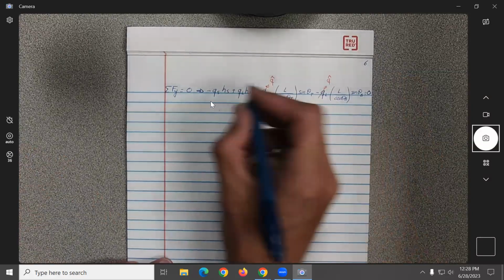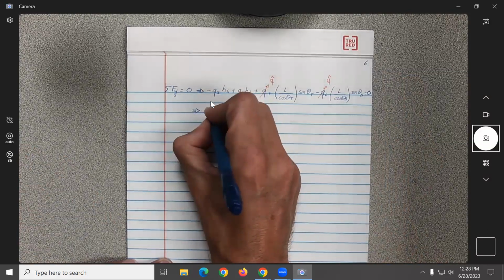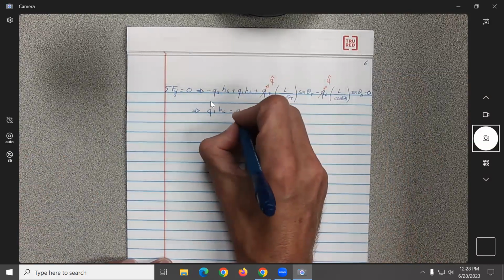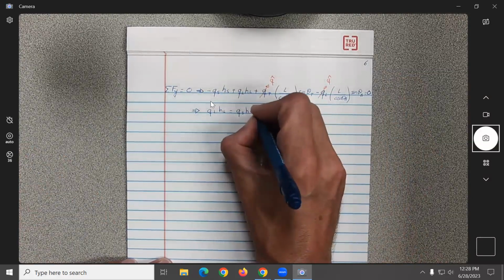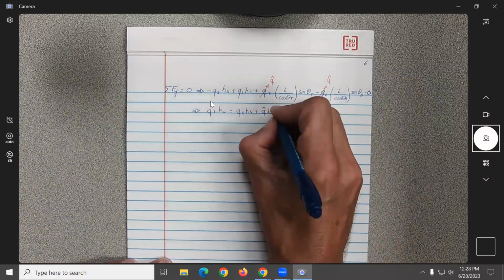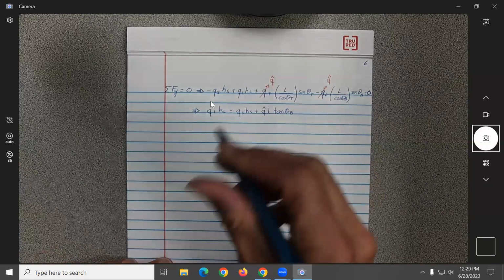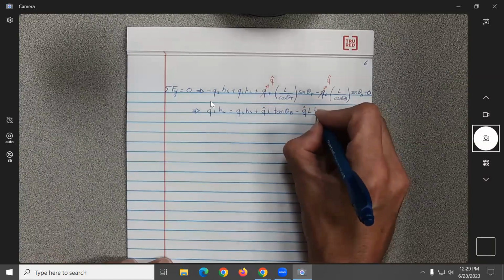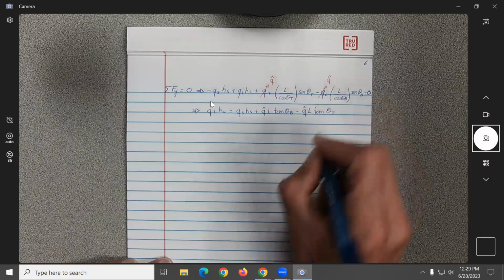All right, so basically, we do some basic algebra over here. We get that Q sub L, H sub L will be equal to Q sub S, H sub S, plus Q hat L tangent theta bottom minus Q hat L tangent theta top.